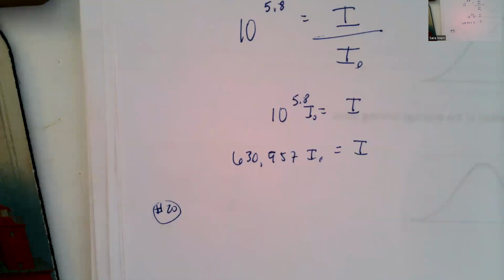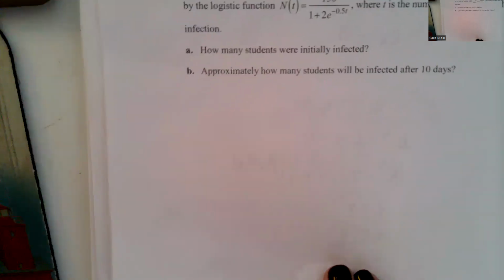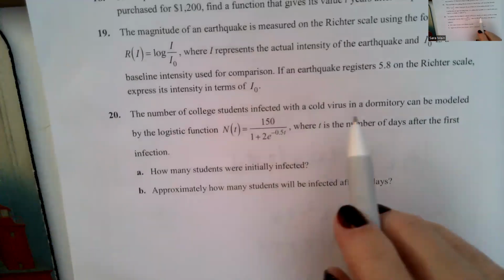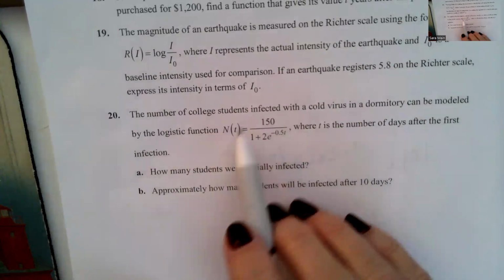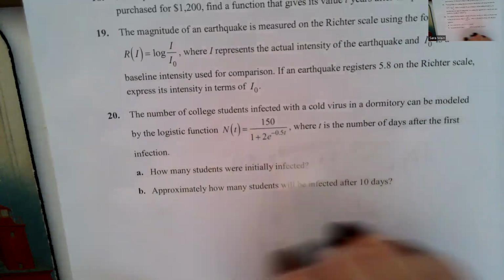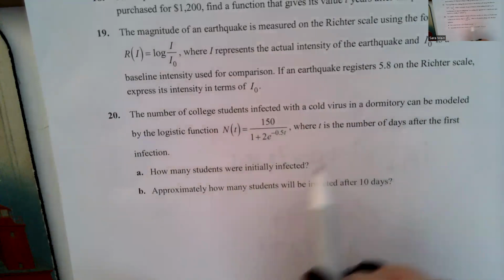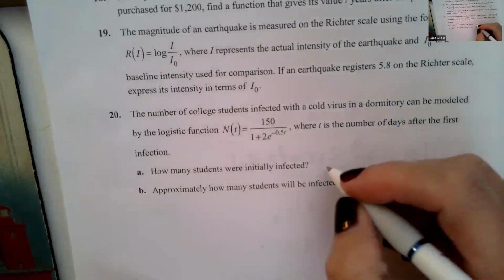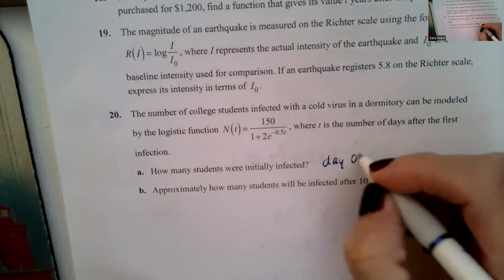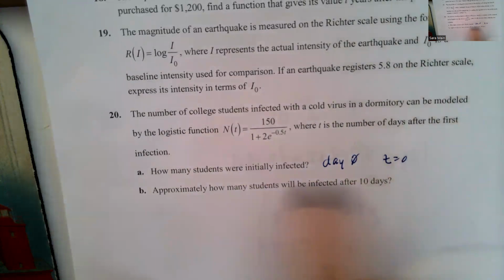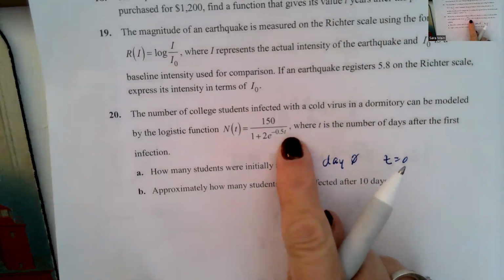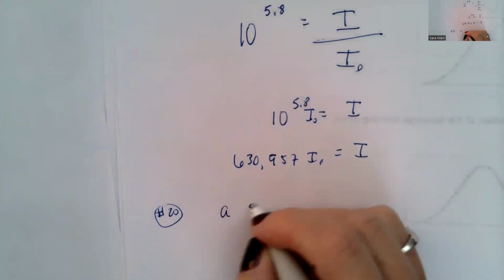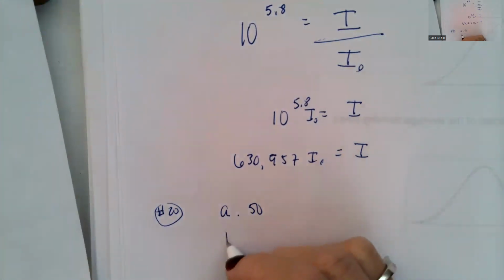And then the last question is using the logistic function. And it says the number of college students infected with a cold virus in a dormitory can be modeled by this logistic function, where T is the number of days after the first infection. How many students were initially infected? So that would be time or day 0, right? Day 0. So T is going to equal 0. So when we put 0 in for T into Desmos, we get 50. So 50 will be infected at day 0.